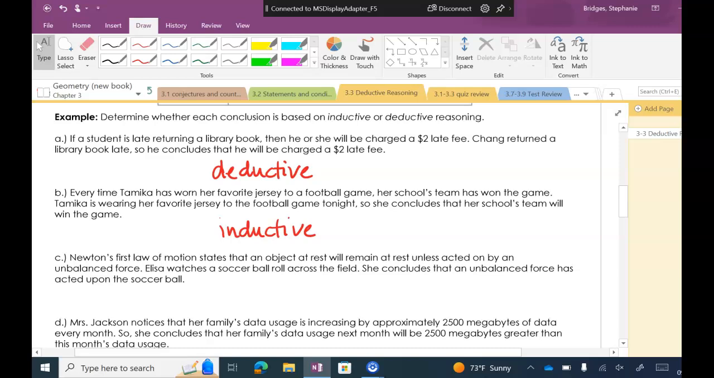Newton's first law of motion states that an object at rest will remain at rest unless acted on by an unbalanced force. Alyssa watches a soccer ball roll across the field. She concludes that an unbalanced force has acted upon the soccer ball. Inductive or deductive? Deductive is based off of a law, right?